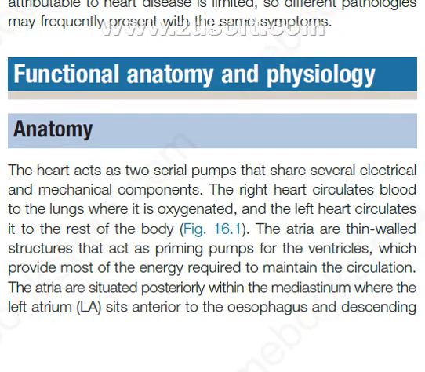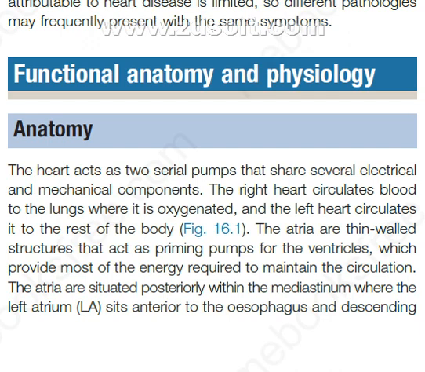Now, the anatomy of the heart. The heart acts as two serial pumps that share several electrical and mechanical components. The right heart circulates blood to the lungs, where it is oxygenated, and the left heart circulates it to the rest of the body. The atria are thin-walled structures that act as priming pumps for the ventricles, which provide most of the energy required to maintain the circulation.